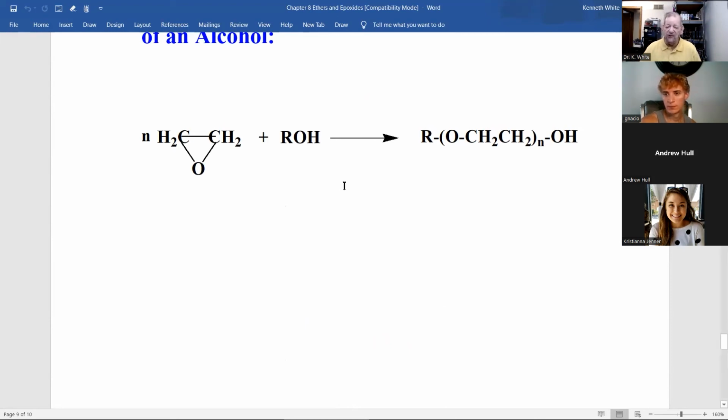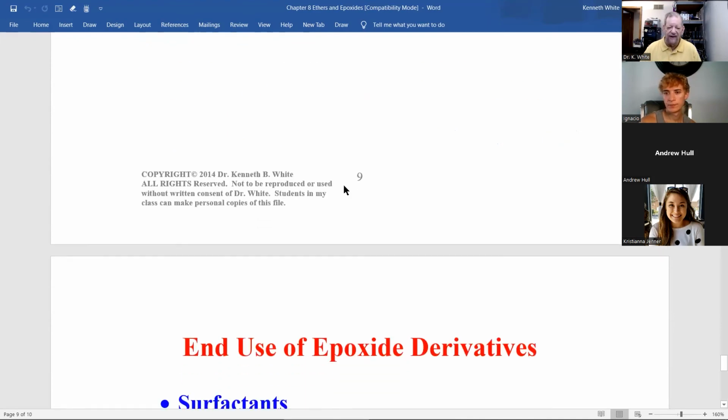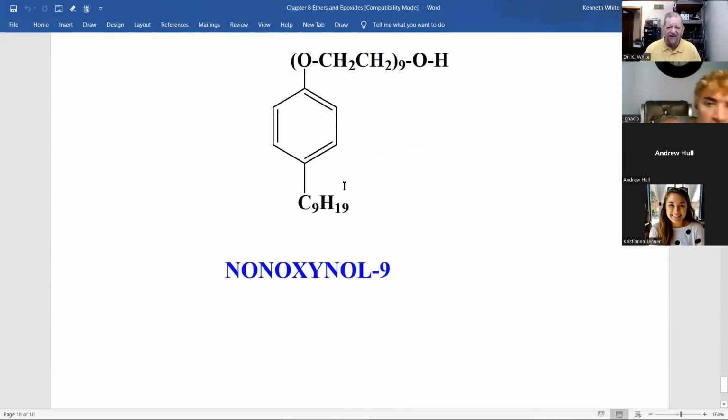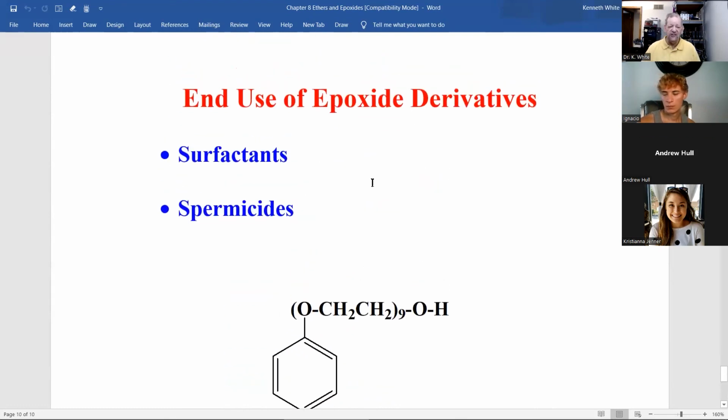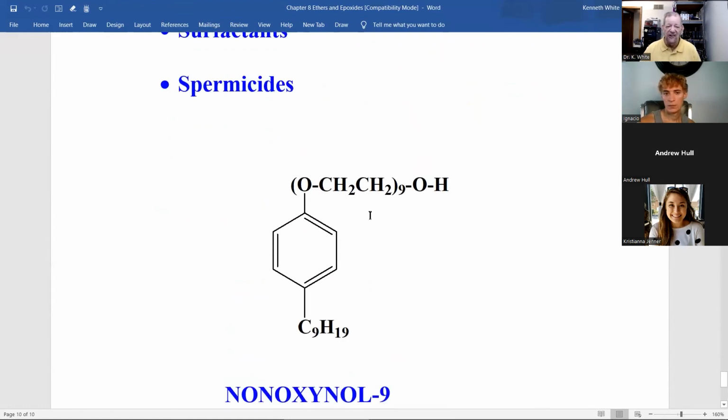The molecule you just made is this one, and it's got a trade name, nonoxynol 9. Benzene ring, nonyl group, that's what C9 alkyl group is, and it's got 9 moles of ethylene oxide reacting to give this. And what is this used for? It's a surfactant. And where's the main use? A spermicide. Yep, a spermicide. What's that?